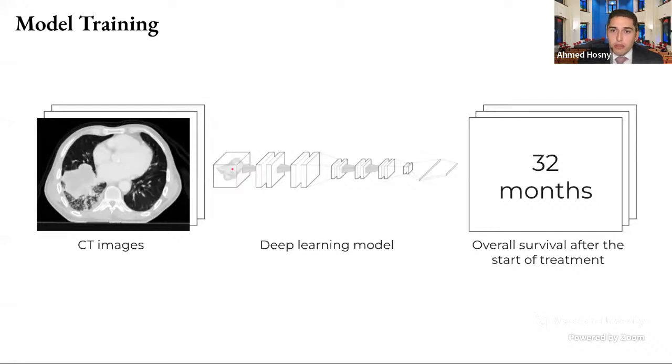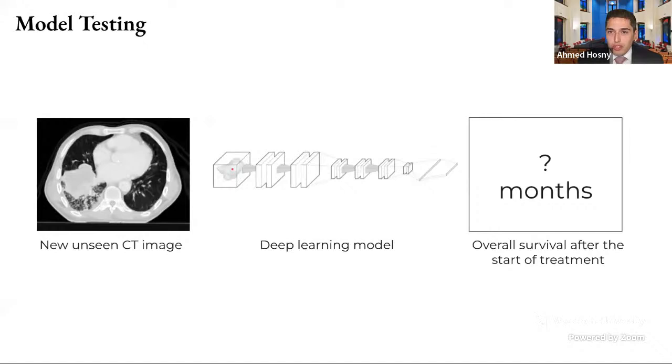And so deep learning models consist of consecutive layers of neural networks that are connected to one another. And these layers are essentially transforming the image into a single outcome prediction. The training process itself involves adjusting model parameters in order to achieve the best performance possible.